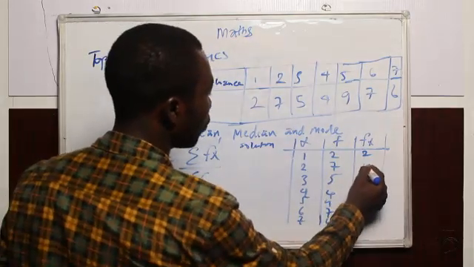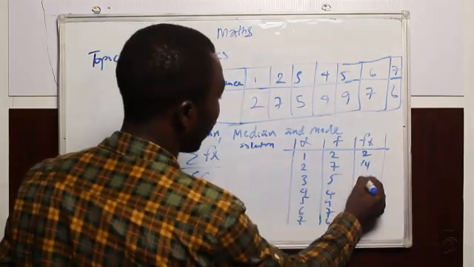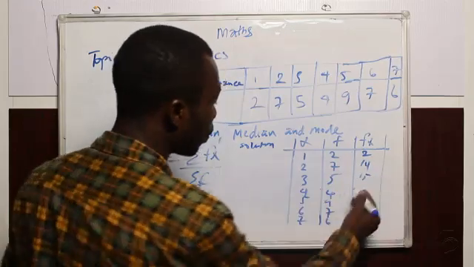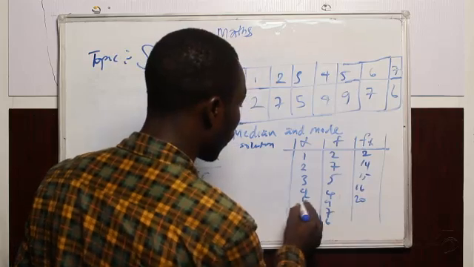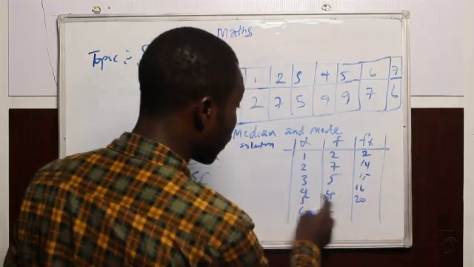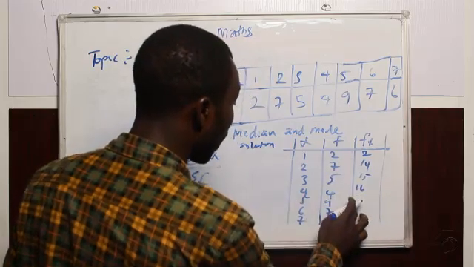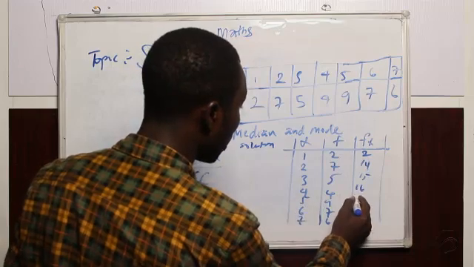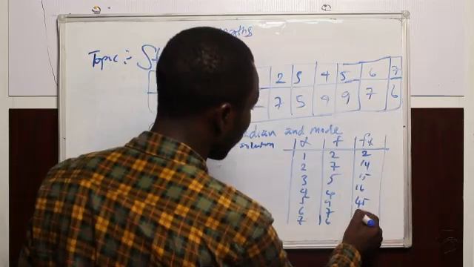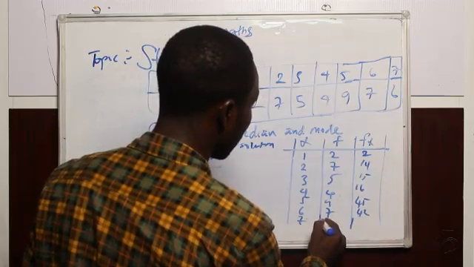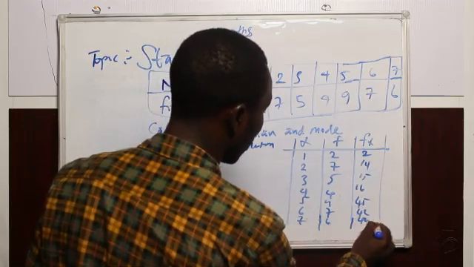2 times 7 will give us 14. 3 times 5, 15. 4 times 4, 16. 5 times 4 is 20. Then 5 times 9 will give us what? 45. 6 times 7, 42. 7 times 6 is 42.